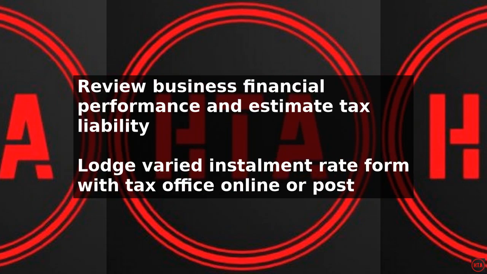To vary your pay-as-you-go installments, you will need to lodge a varied installment rate form with the tax office. This form will require you to provide an estimate of your expected tax liability for the year and to calculate a new installment rate based on this estimate. You can lodge this form online or by post, and it is recommended that you seek the advice of a tax professional to ensure that your form is completed correctly.